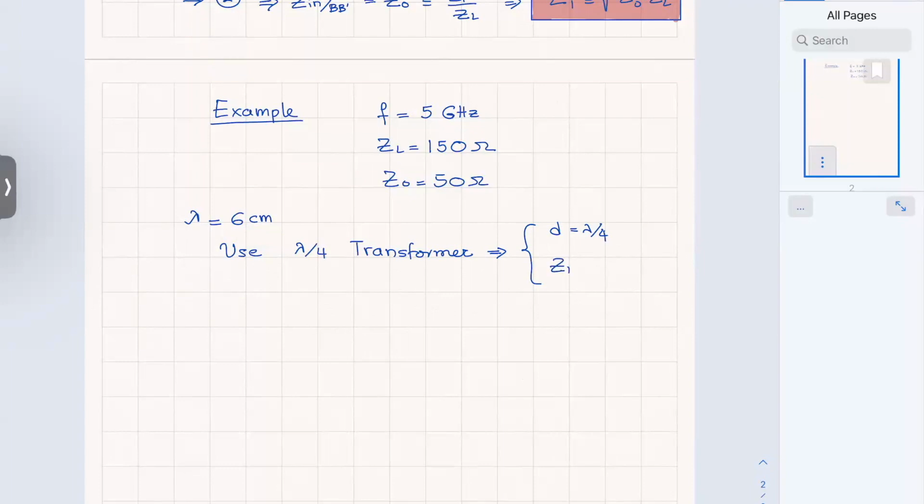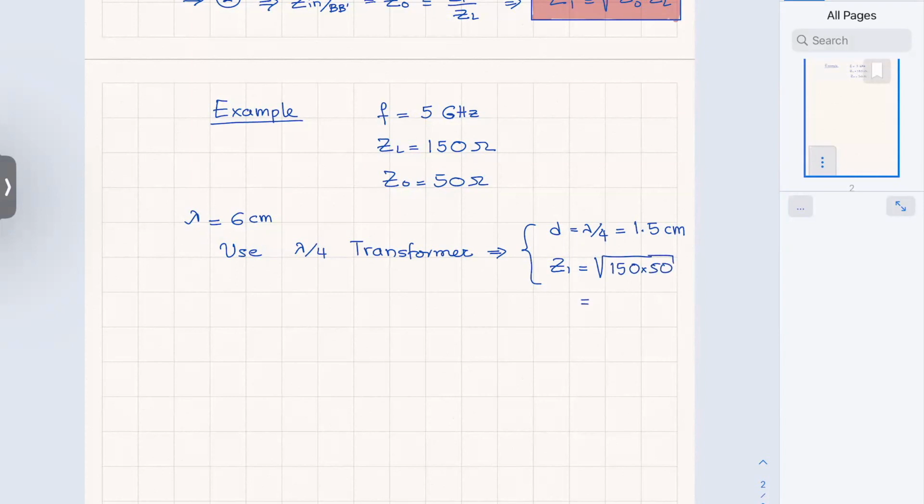Since lambda is 6 centimeters, divided by 4 is going to be 1.5 centimeters. Okay, and Z1 is going to be the square root of 150 times 50.